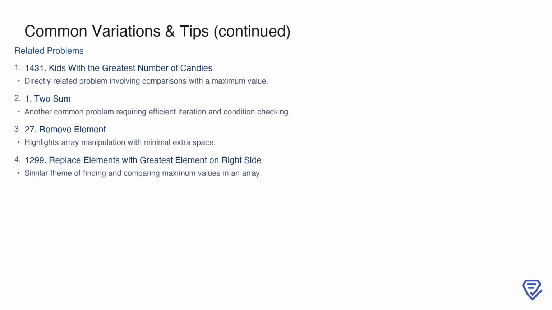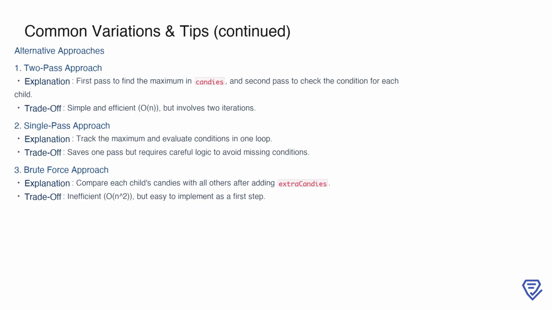challenges. There are multiple approaches to solving this problem, each with its own trade-offs. The two-pass approach is straightforward. It involves one pass to determine the maximum value in the Candies array, followed by a second pass to check the condition for each child. While simple and efficient with an O(n) time complexity, it does require 2 iterations.